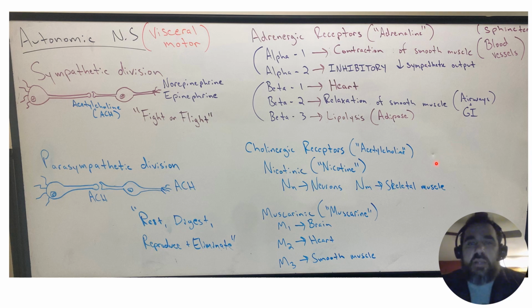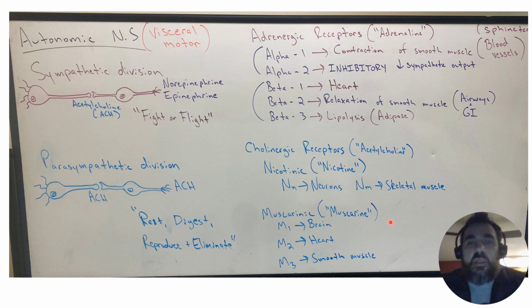Now, cholinergic receptors: we have two kinds, nicotinic and muscarinic. Nicotinic are named after nicotine. The N2 receptors, I believe, are found in neurons. And the NM receptors, or the N1 receptors, are found on skeletal muscle, which we already talked about from the somatic nervous system releasing acetylcholine, which is not part of the autonomic nervous system.